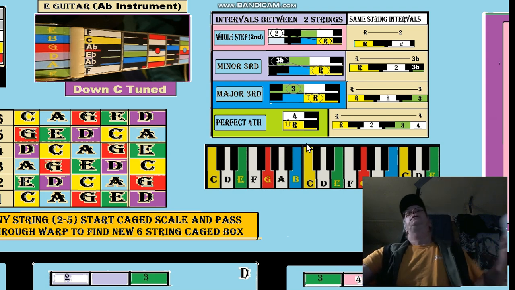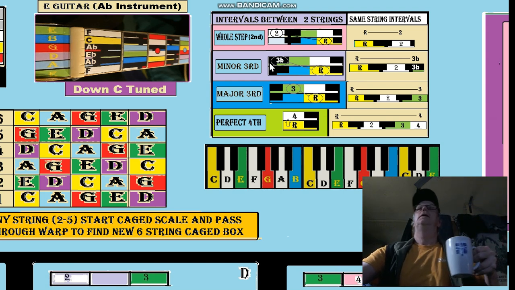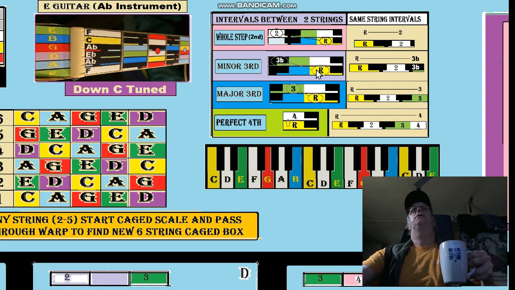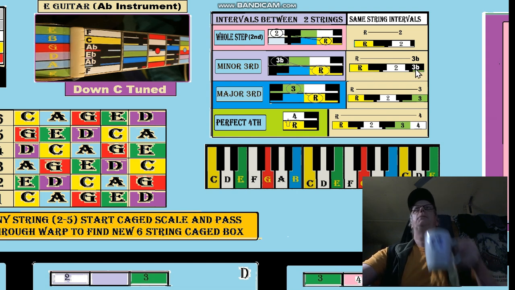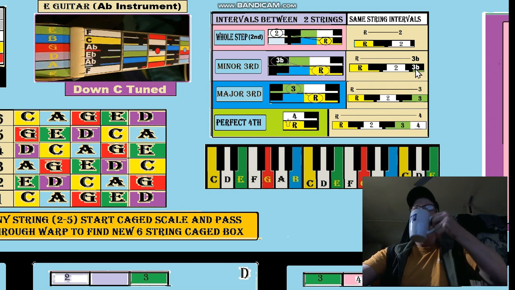So when you go over more, then you're going up less. So if you go over a greater amount, you're going up less. Now it's a minor third.